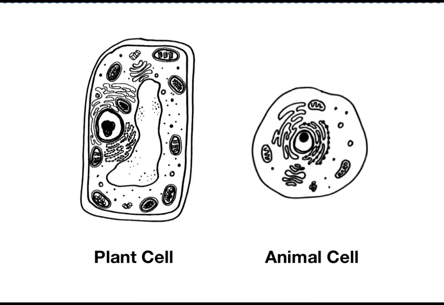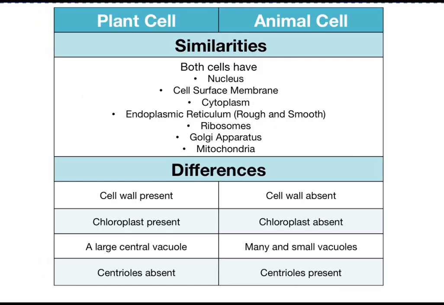So, comparing plant cells and animal cells. On the right, we have a plant cell. It has a more rigid structure, while on the left, we have an animal cell. So here is the difference between plant cells and animal cells.